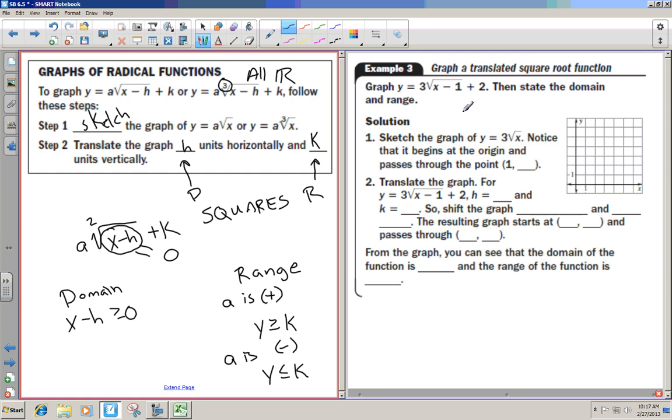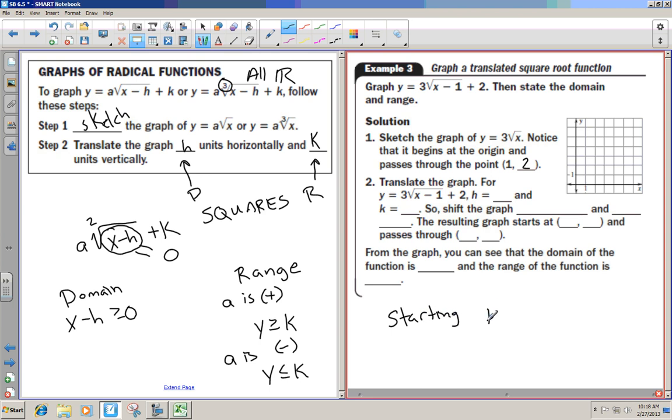Graph this, then state the domain and range. All right, sketch the graph of the parent function. Notice that it begins at the origin and passes through the point 1, 2. That's because it's the starting point. H and K are the starting points. The starting point is at HK, remembering that H is what makes x minus H equal to 0. So the starting point, 1, 2.